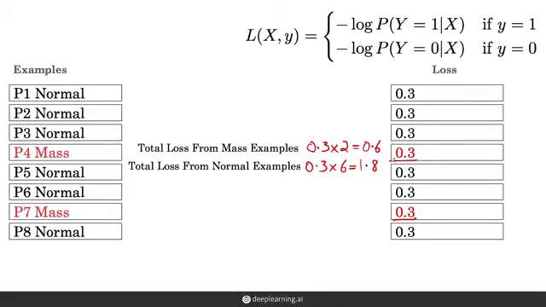So notice how most of the contribution to the loss is coming from the normal examples rather than from the mass examples. So the algorithm is optimizing its updates to get the normal examples right and not giving much relative weight to the mass examples. In practice, this doesn't produce a very good classifier. This is the class imbalance problem.